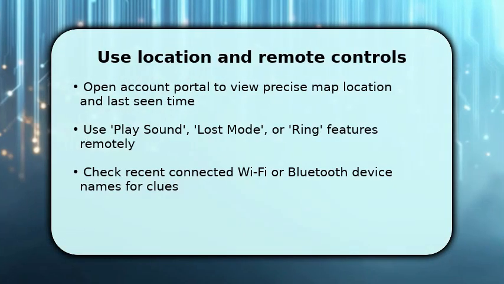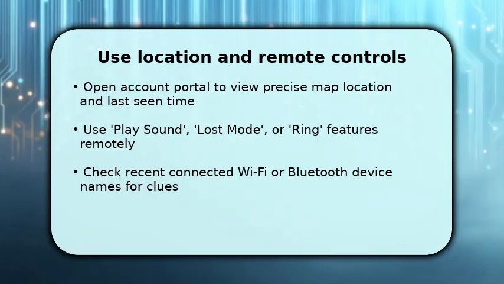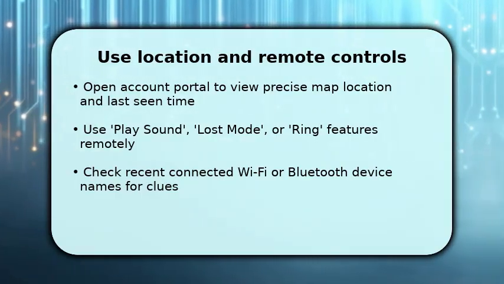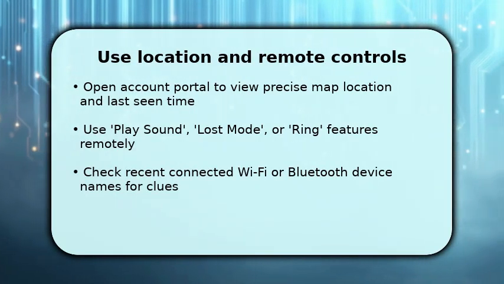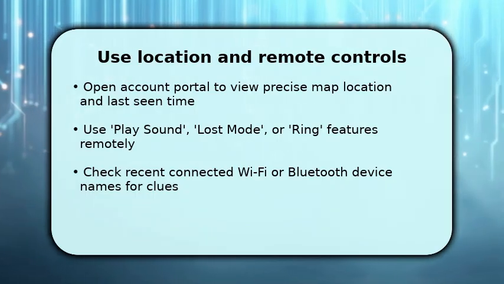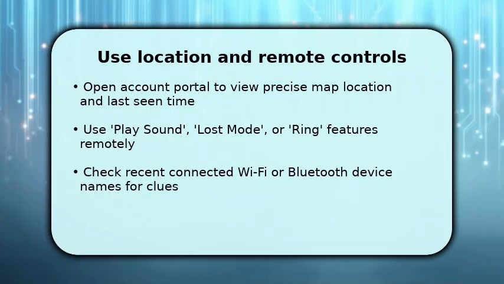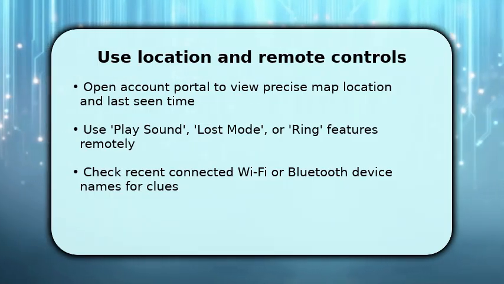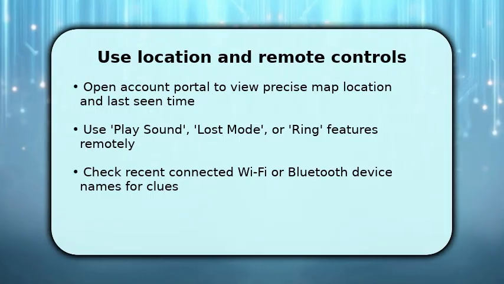Once you can see the device on a map, zoom in and note the last seen time to prioritize search areas. Use Play Sound to trigger audio and Lost Mode to display a message and lock the screen. These tools help protect data while you search. If the map shows indoors or near known networks, check rooms where that Wi-Fi or Bluetooth device appears. You do this because combining sound with location narrows possibilities fast and preserves security.